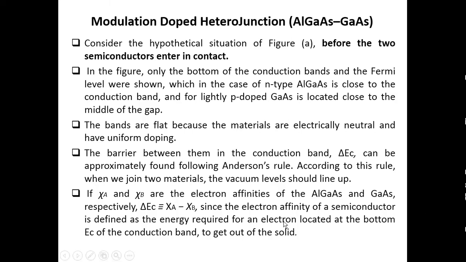The electron affinity of a semiconductor is defined as the energy required for an electron located at the bottom of the conduction band Ec to get out of the solid. So that is what is called the electron affinity. When we say electron affinity Xa, that is the energy to be possessed by an electron located at the bottom of the conduction band to get out of the solid.